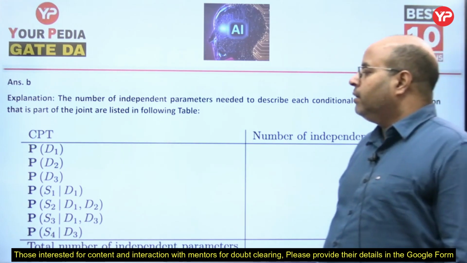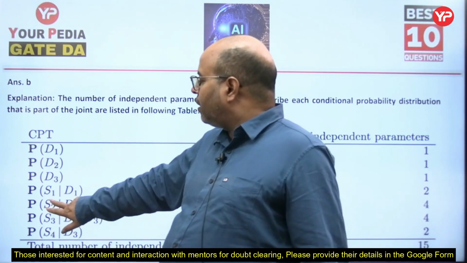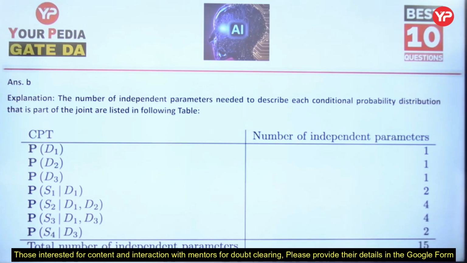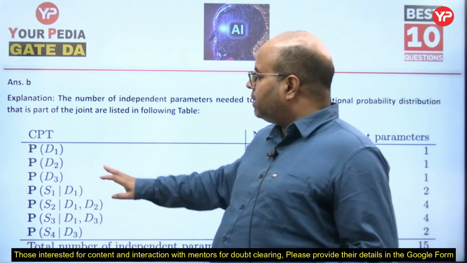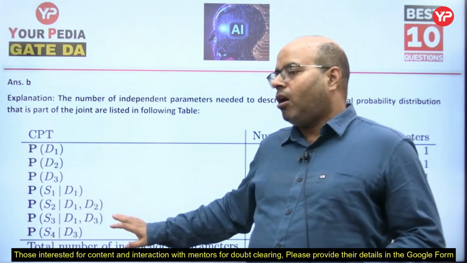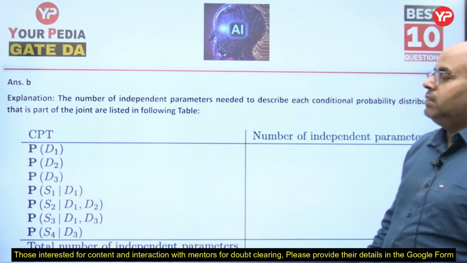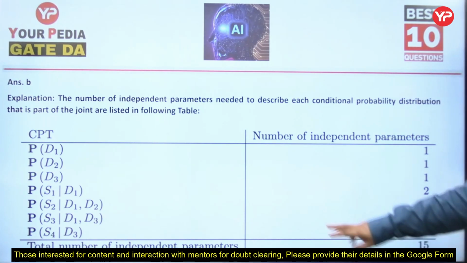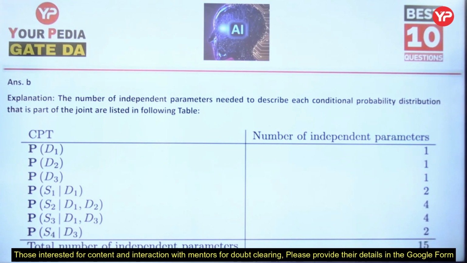Why are 4 there? Because the S3 symptom may come when there is disease D1, or disease D3, or both diseases, or no disease at all. Still that symptom may come, the probability is there. So that's why 4 parameters are there. Then probability of S4 given D3, again 2 parameters. If you count all these: 1, 1, 2, 1, 3, 2, 5, 4, 9, 4, 13, 2, 15. So the total number of independent parameters is 15. That's how it is calculated.